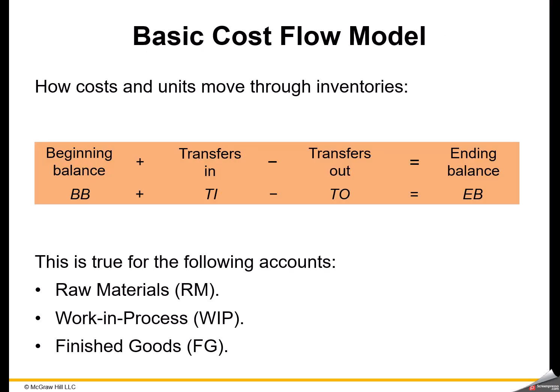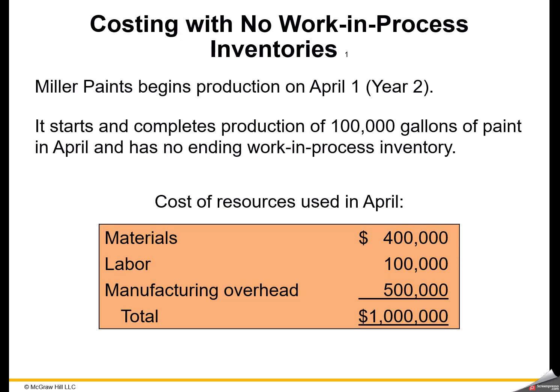We want to understand how costs move through inventory. We'll have a beginning balance. Transfers in will be added during the period. Transfers out will be subtracted during the period, and then that will leave us an ending balance. We have three types of inventory accounts: raw materials, work in process, and finished goods. If we had no work in process inventory at the end of the year, then that means all of the units that we started were completed and they moved into finished goods.